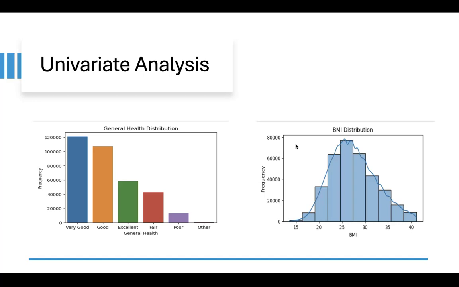So for general health, we can see that we have more individuals in our dataset who have very good general health, and we have very few people who have poor general health. And for BMI distribution, we can see that we have very few individuals who have very low and very high BMI, and we have more individuals who have BMI nearly 25.